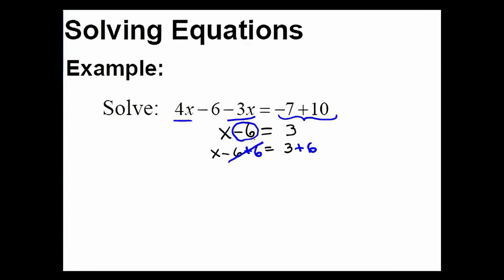On the left-hand side, it cancels to leave us x equals 9. X is isolated. That was our goal.